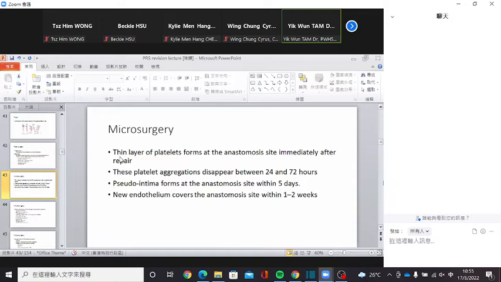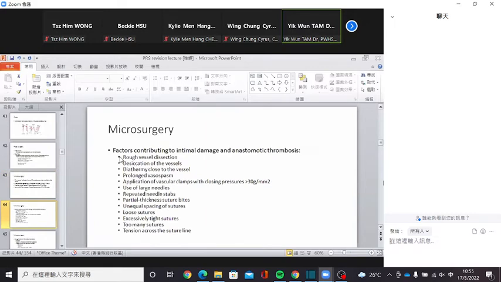There will be a pseudo-intima formation at the anastomosis within 5 days, and the new endothelium will cover the anastomosis within 1 to 2 weeks. The factors that affect the success of the anastomosis, that means joining up of the two vessels, include rough vessel dissection, desiccation of the vessels, diathermy, prolonged vasospasm, and the surgical technique: the use of too large a needle, repeated needle stabs, unequal bites, loose sutures.